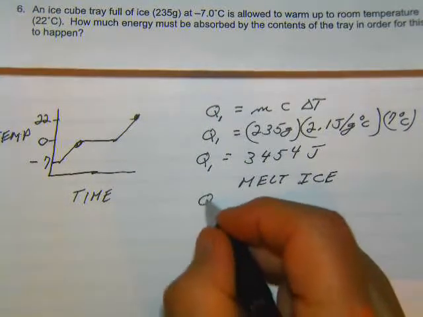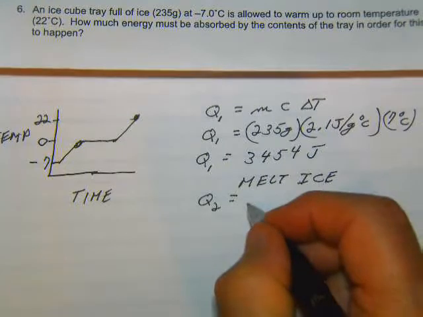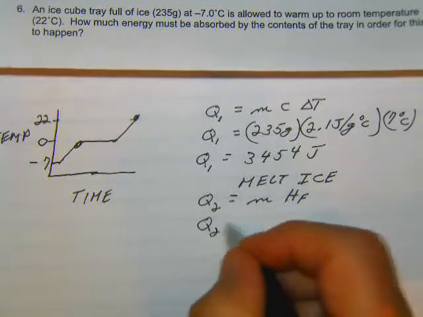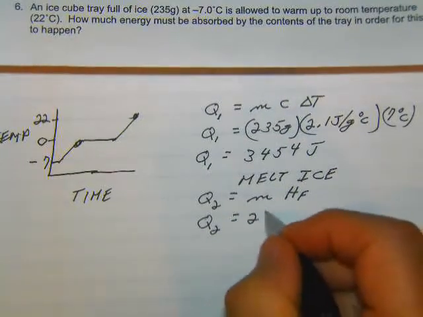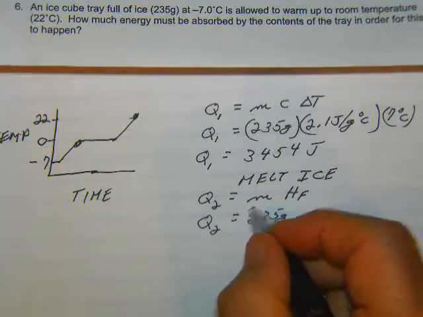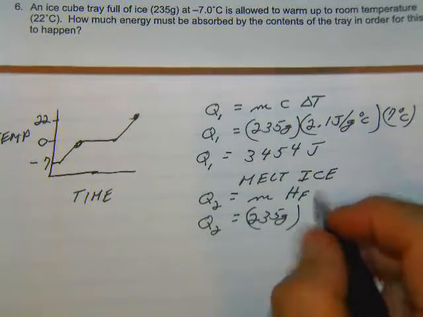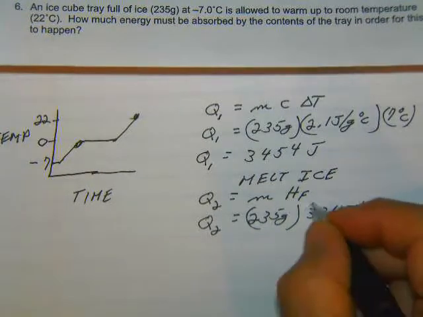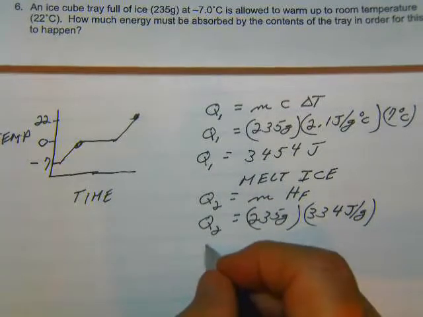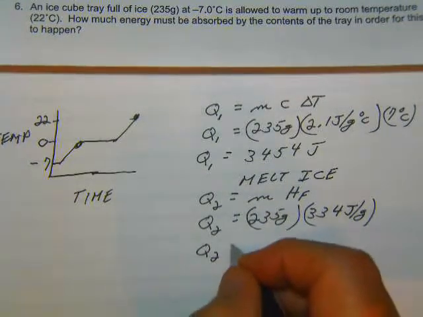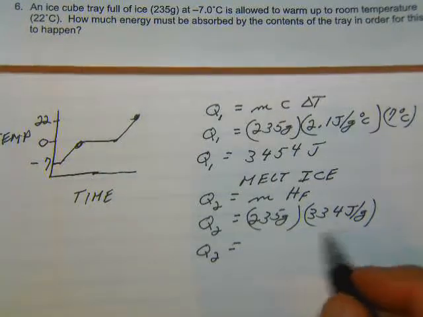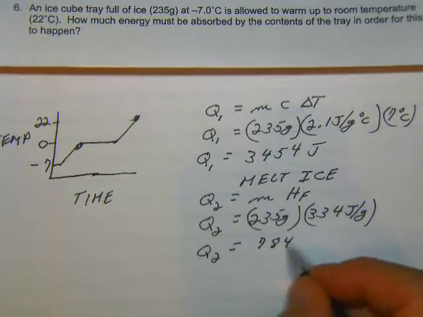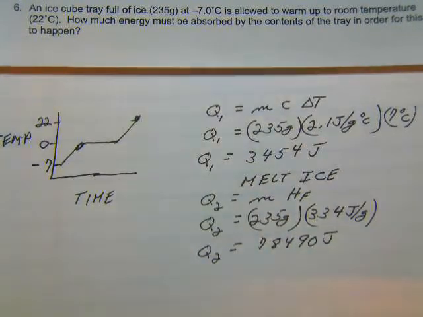Alright, next thing we got to do is melt the ice. So let's call this Q2, and it's going to be mass times the heat of fusion. So Q2, the mass does not change, 235 grams, and we know the heat of fusion is 334 joules per gram. So Q2 equals 334 times 235, so it equals 78,490 joules. So that's Q2.